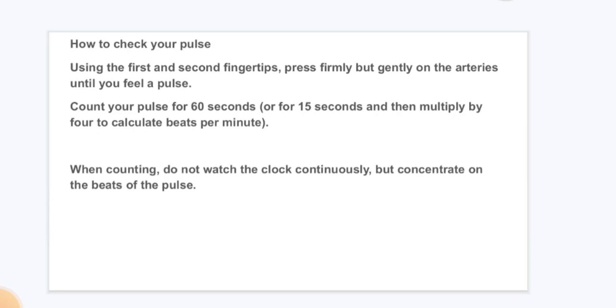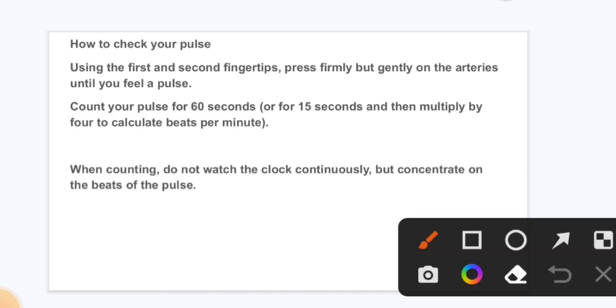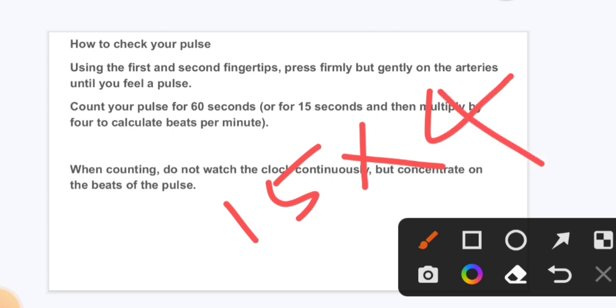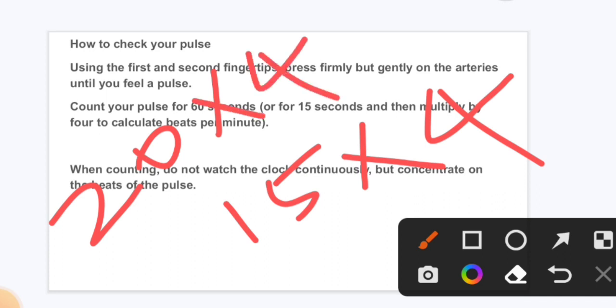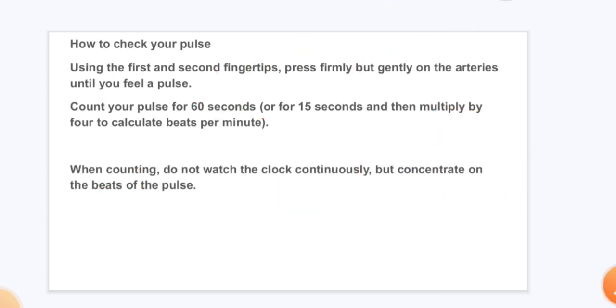We assess for 1 minute, for a cardiac patient we have to check for the full 1 minute. Otherwise, for normal patients we check for 15 seconds, then multiply by 4. Suppose the patient has 20 beats in 15 seconds, then in 1 minute it is 80 beats per minute. Like that we have to assess.